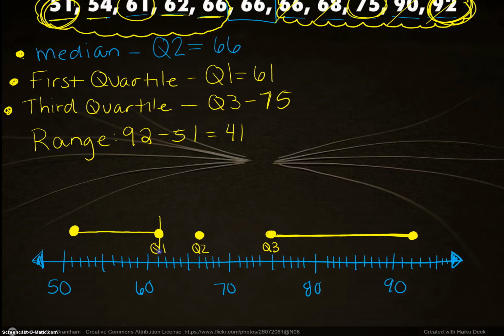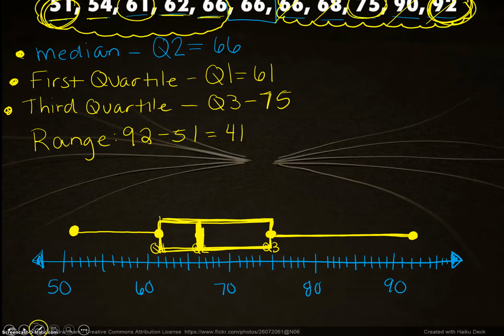Your box goes around the median, the middle of your data set, so the majority of your data is going to be in here. Then you put a straight line up and down at your median.